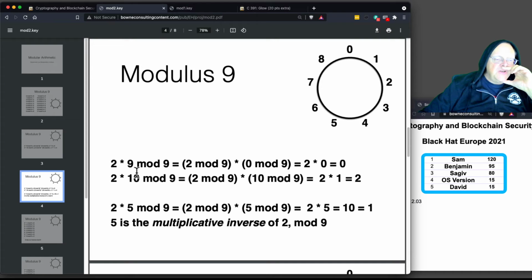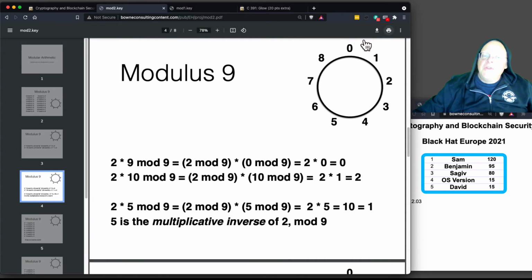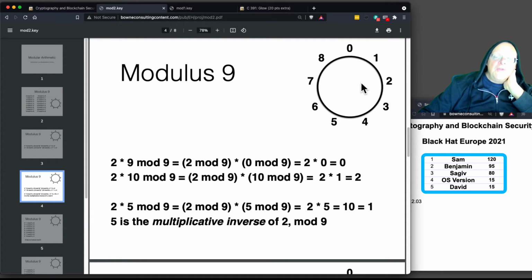And so here's 2 times 9 mod 9. All right, now, if I do 2 times 5 mod 9, that's 2 mod 9 times 5 mod 9, that's 10, that's 1. So 5 is the multiplicative inverse of 2. 2 times 5 is 1. See, there is no division. There's addition and subtraction and multiplication, but there is no way to divide on this ring. So instead of having division, you multiply by the multiplicative inverse. So if you want to encrypt something, you would multiply it by 2, and then to decrypt it, you would multiply it further by 5.